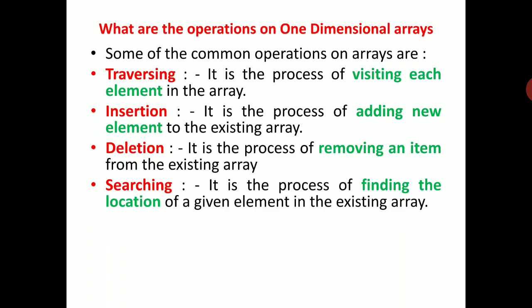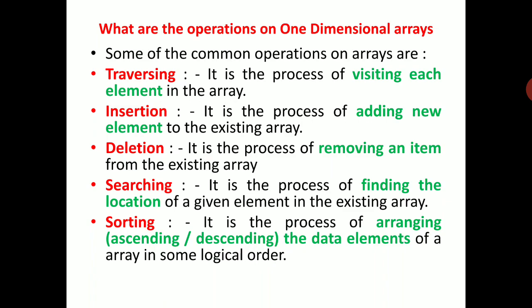Then the next one is searching. It is the process of finding the location of a given element in the existing array. We have to search for a number. Sorting, as I already told, is arranging the data elements of an array in some logical order. The logical order may be ascending or descending. Fine. So these are the operations on a one dimensional array.